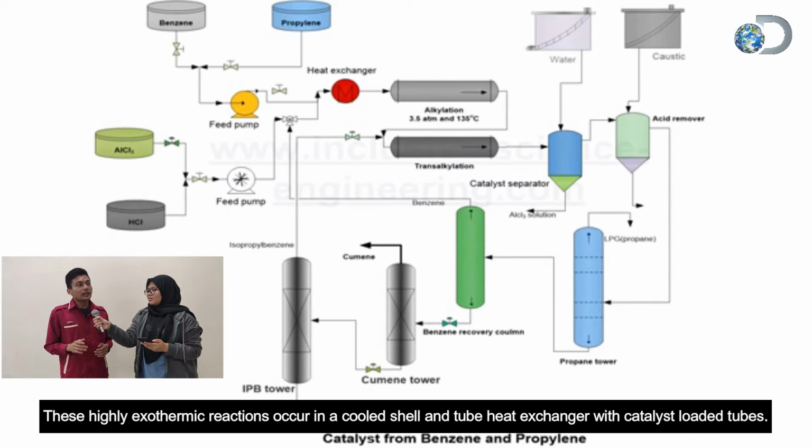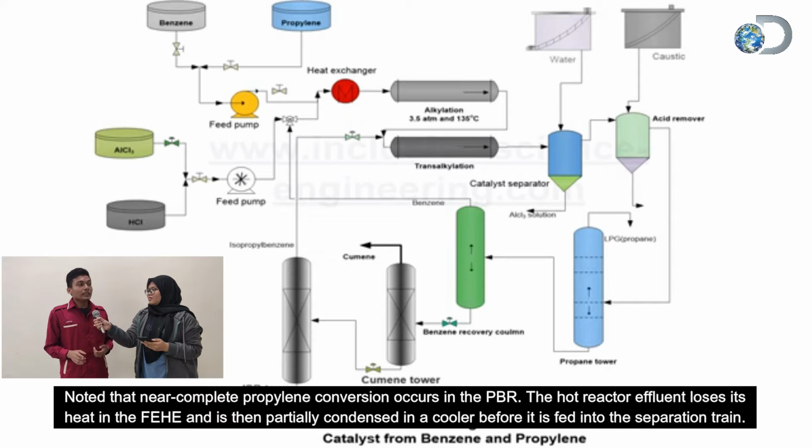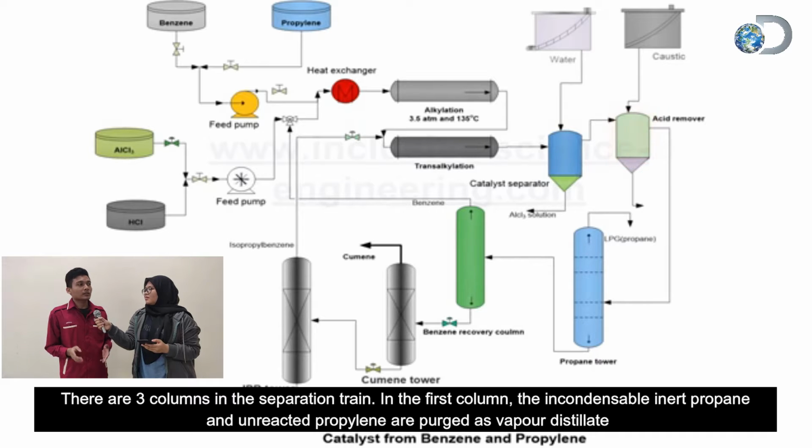This highly exothermic reaction occurs in a cooled shell and tube heat exchanger with catalyst-loaded tubes. Note that near complete propylene conversion occurs in the PBR. The hot reactor effluent loses its heat in the FEHE and is then partially condensed in the cooler before it is fed into the separation train. There are 3 columns in the separation train.